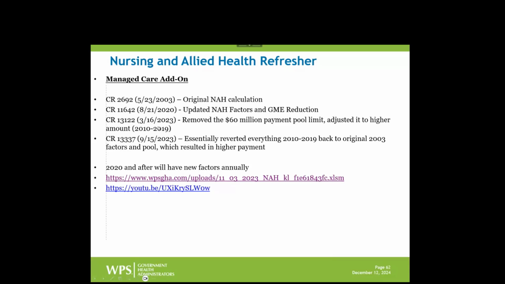There were a lot of things that happened between 2020 and 23. The original calculation, the original factors came out in 2003 for CR 2692, and they were supposed to be updated annually. There were the factors that helped us to divvy those up that were supposed to be updated. And there's a reduction to your GME payments that basically funded the pool. That was supposed to be updated as well, right alongside of the pool. Those were never updated annually.